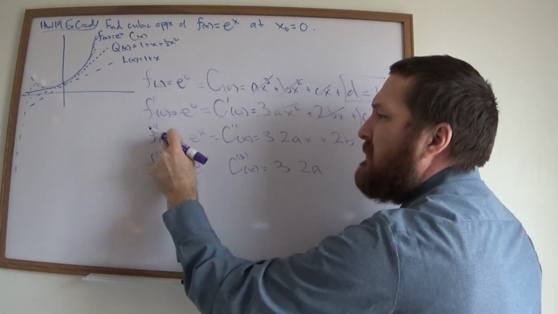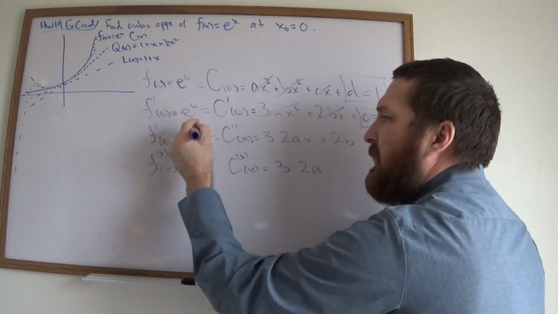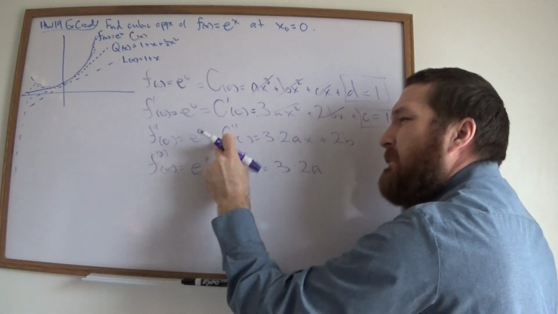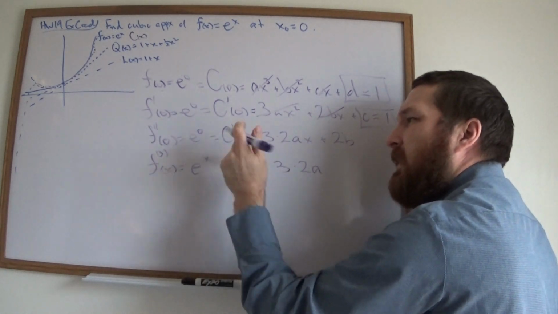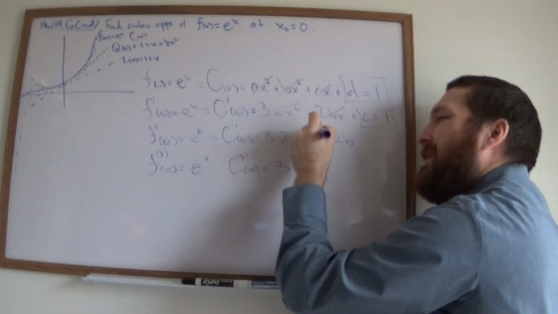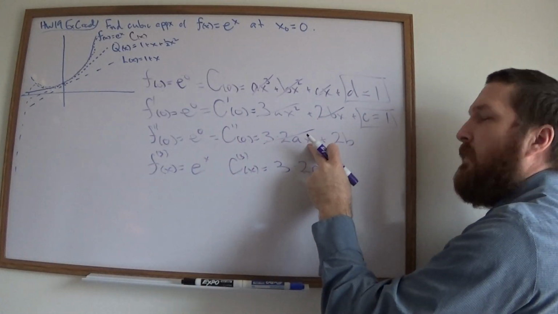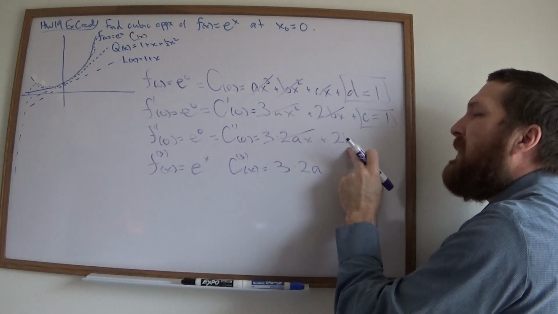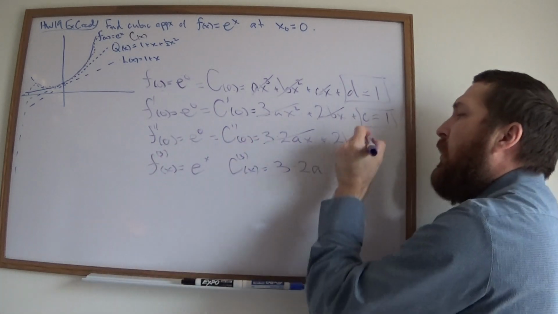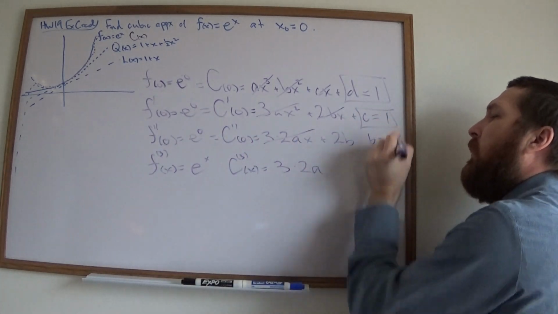I do the same thing here. I plug in a 0, and I say it has to be the same thing as when I plug in a 0 here. And so I plug in a 0 there, that makes that guy go away because it's 0. Then I get what? 2b equals 1, which means that b equals 1/2.